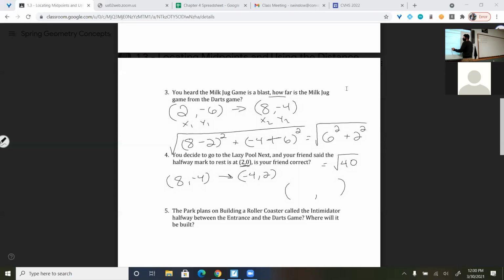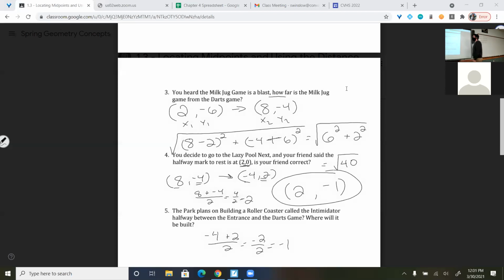To find the x value, I'm going to add the x's together and divide by 2. So I'm finding the average. So 8 plus -4 divided by 2 is 4 divided by 2, which is 2. To find the y value, I'm going to add the y values together and divide by 2. So -4 plus 2 divided by 2 is -2 divided by 2, which is -1. So unfortunately, your friend was not correct with (2, 0) being the midpoint. (2, -1) should have been the midpoint.